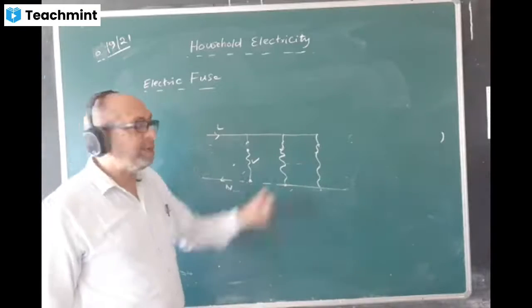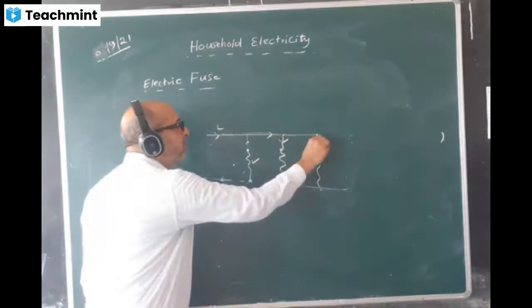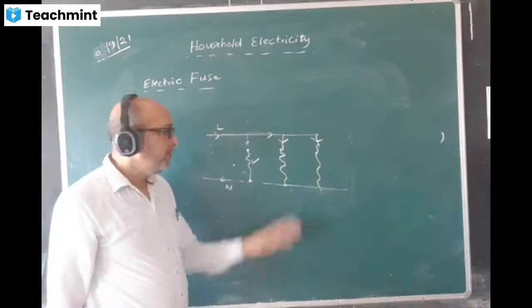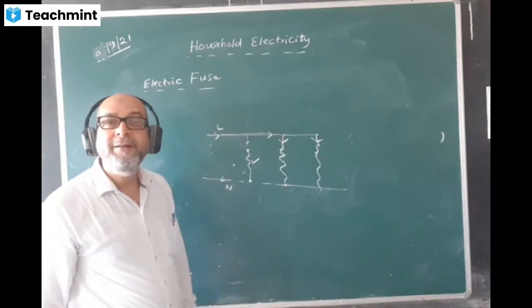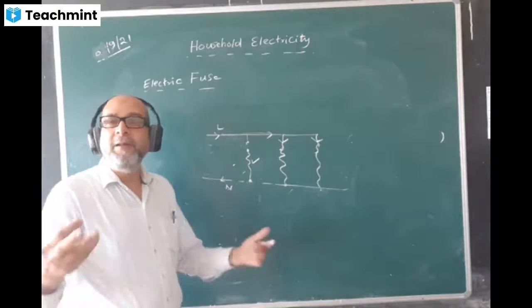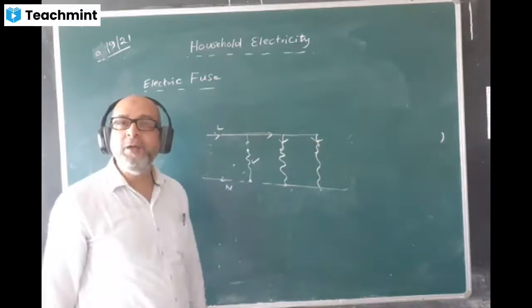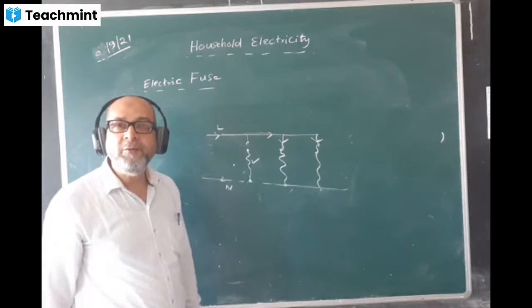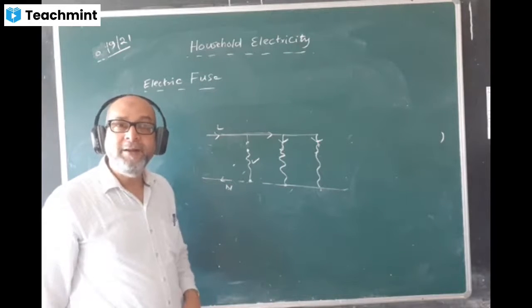What about the other appliance? The other appliance is still receiving high current. Current is still coming here and passing through them. Why not put a fuse on both the appliances? Yes, you can put a fuse here also, here also. But it is more expensive and more tedious. Five rupees more, isn't it?